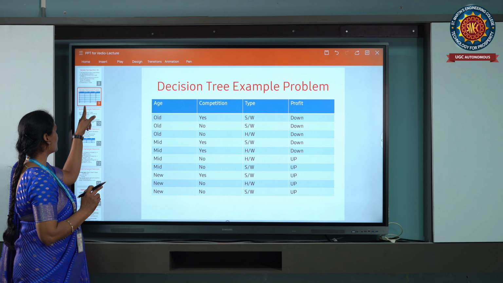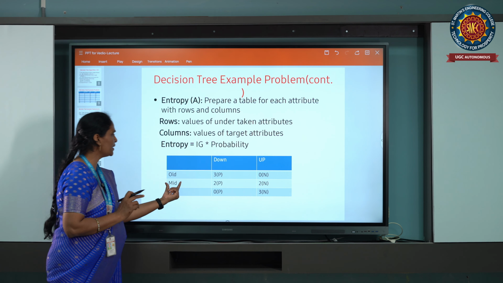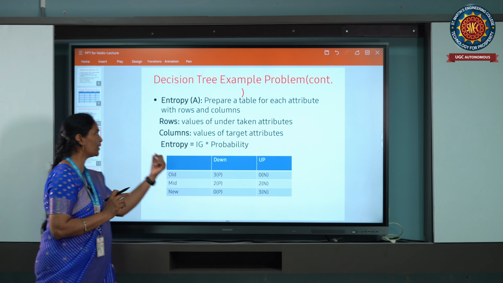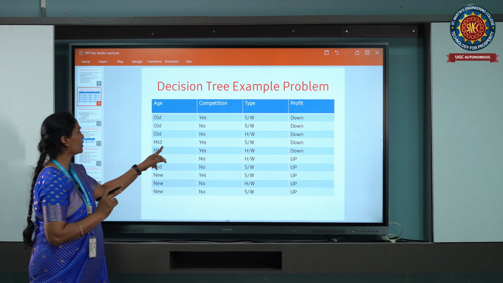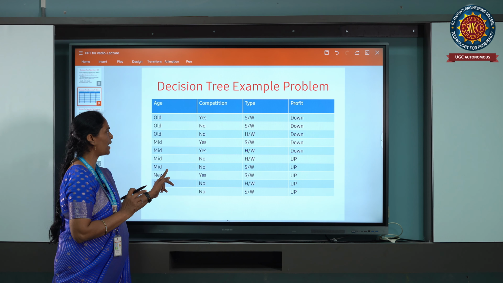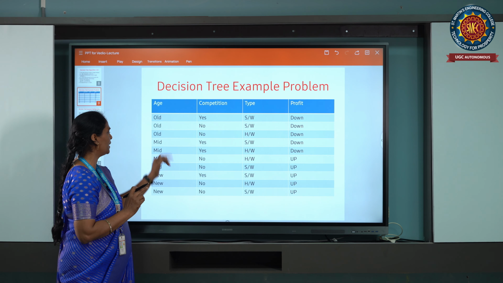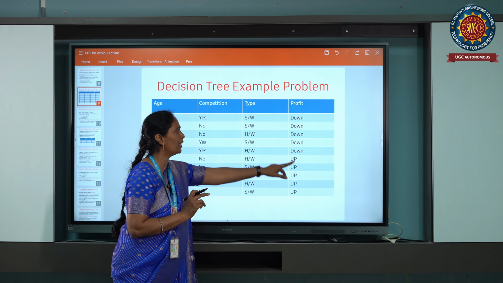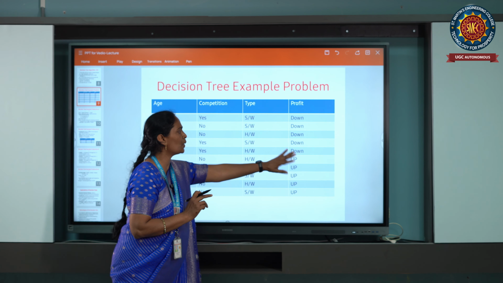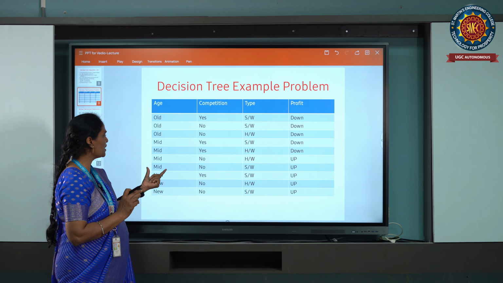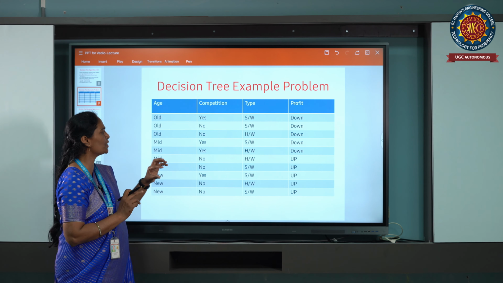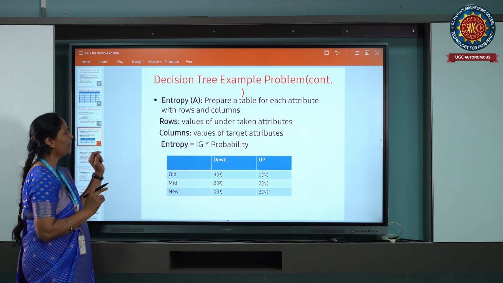Okay, then in the second one, we can see the mid. For the down counts and up counts, we have to observe from the given data set. The mid counts are 4 in this one, for the age of the employee. From this 4 count, we have to see how many down counts and how many up counts there are, and put that in the table here.